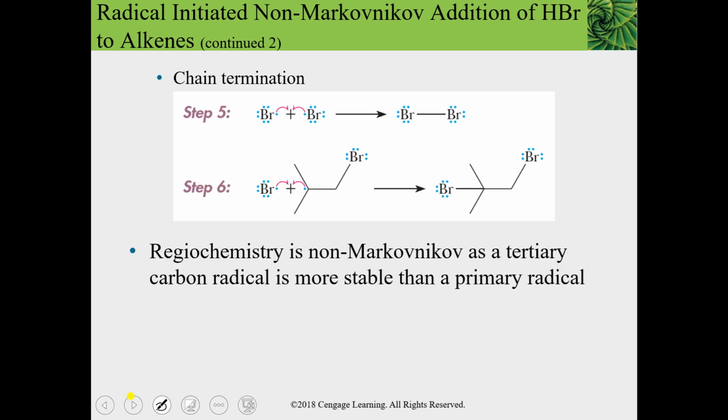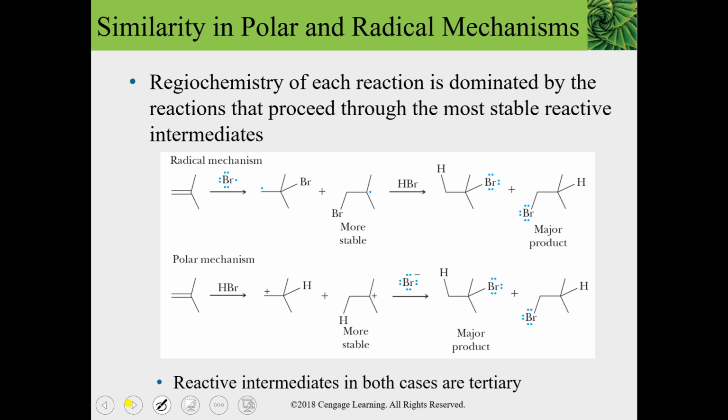Chain termination. How do we stop all this? The bromines come together to form Br2. Also, this radical could have bonded with a bromine radical in solution, double brominating the structure. We're talking about anti-Markovnikov here, as we get a tertiary carbon radical. It's more stable than a primary, but it didn't brominate primarily on that tertiary carbon radical. It didn't form a tertiary carbon radical until after the bromine was already attached to the primary carbon.